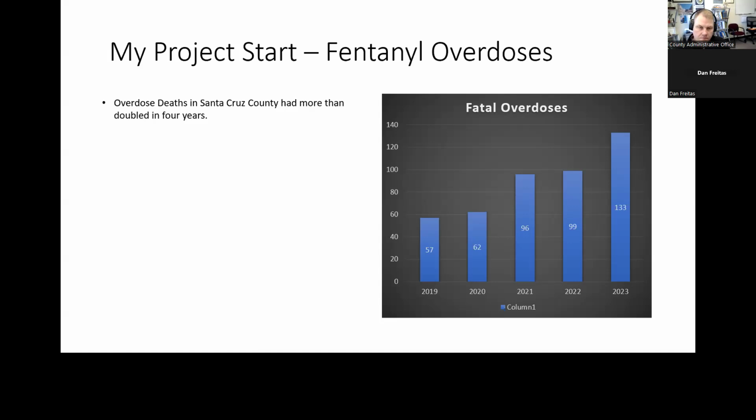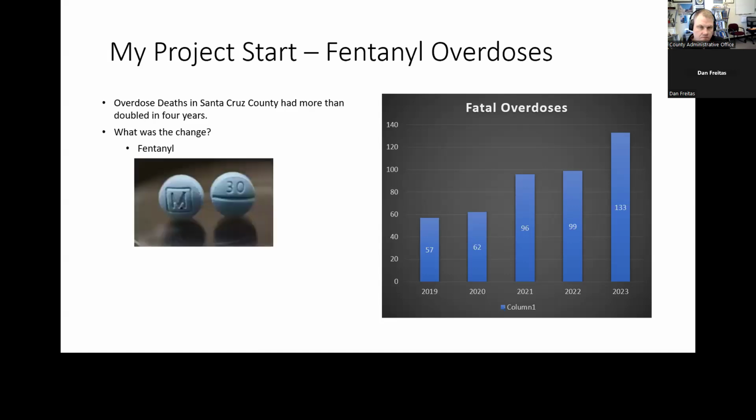And what was the change? It was fentanyl coming in a variety of forms. Pills, powder, mixed into other narcotics. We were seeing methamphetamine users who didn't use opiates dying from fentanyl overdoses because fentanyl was getting into the drugs that they normally use.